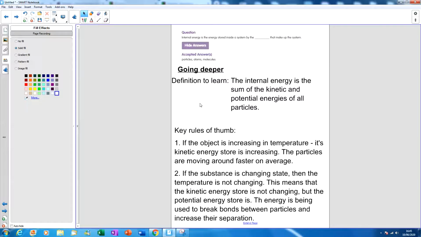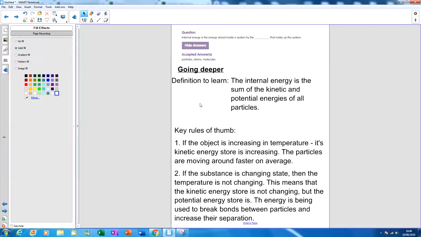So something like ice, the particles are in solid formation, which means that they're not moving around that much, and the separation is very low. So that would lead to a lower internal energy. If we compare that to something like the gas of hydrogen in the sun, which is the main gas that makes up our sun, the temperatures are very high, so the kinetic energy store of each particle, and consequently all the particles, is going to be really high. And because gases have greater particle separations, they're going to have a greater potential energy store. So the hydrogen that makes up our sun is going to have a huge internal energy store.